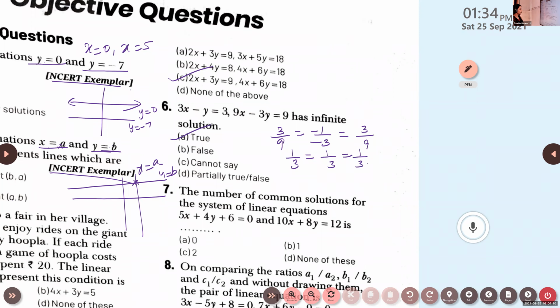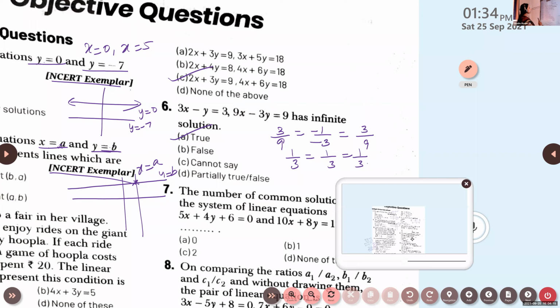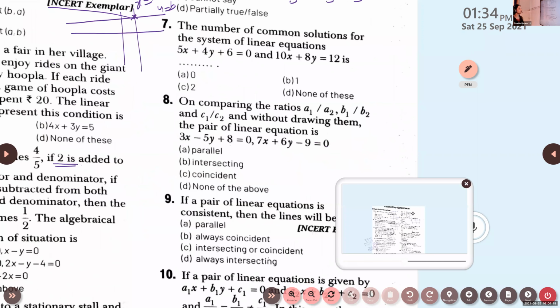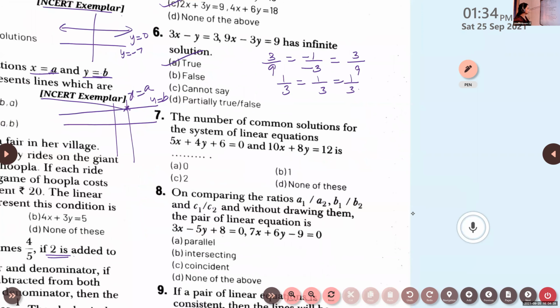Okay. Now look at the next one, seventh one. How many solutions will you get? We are not asked to solve. We are asked to find only the number of solutions. To find the number of solutions, just compare the coefficients. What is the answer here? What is A1 by A2?